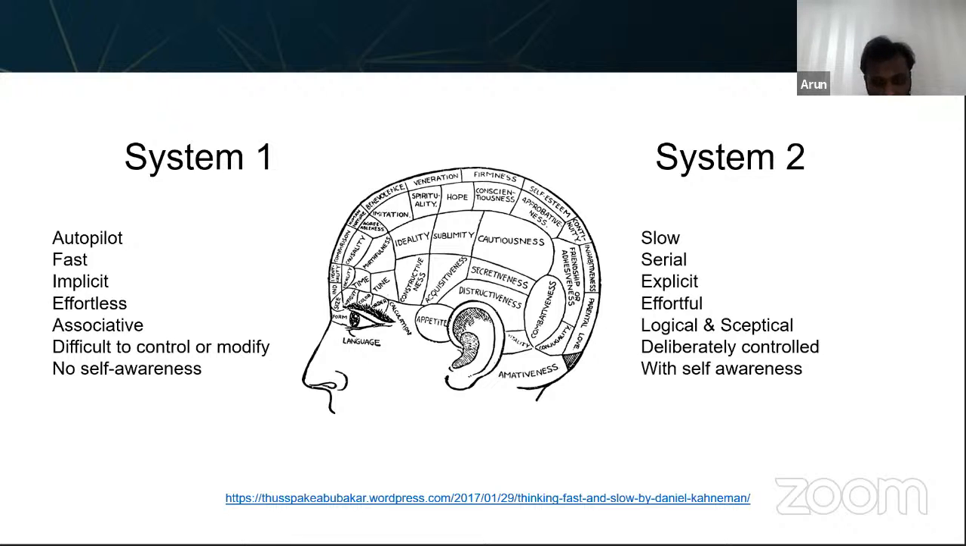Coming to the interesting aspect of the human brain, there are two things. There is what is termed system one thinking and system two thinking. In a simpler manner, we call it a fast brain and a slow brain. The fast brain always tries to be active. Let me take an example from this book, which is called Thinking, Fast and Slow by Daniel Kahneman.